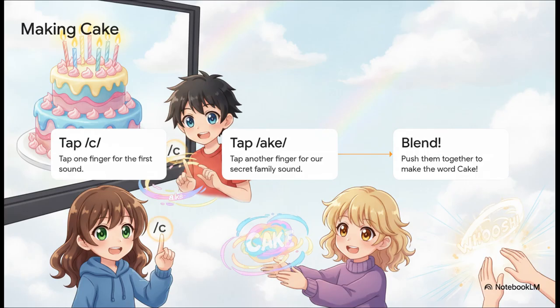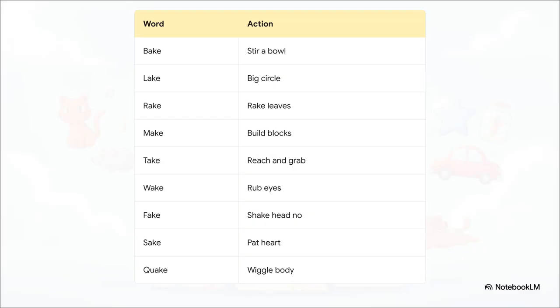Go ahead. Tap one finger for the first sound, k. Now tap another finger for our secret family sound, ache. Now let's push them together to blend it. K, ache, cake. Amazing. Now take a giant deep breath and let's pretend to blow out the candles on that cake together. Ready? 1, 2, 3. Whoosh. Okay, let's act out a few more words in this ache family.